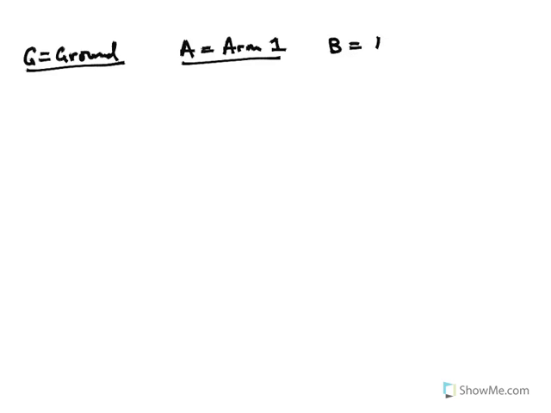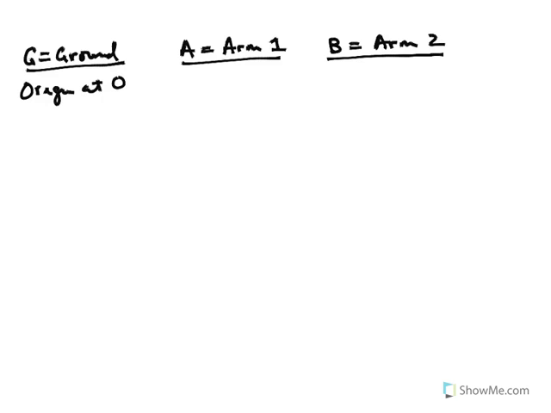So now let's look at coordinate systems that are fixed in each of these reference frames. So here's the ground, and then A is arm 1, and then B is arm 2. So the ground, its coordinates are going to be as follows. Origin is going to be at O.